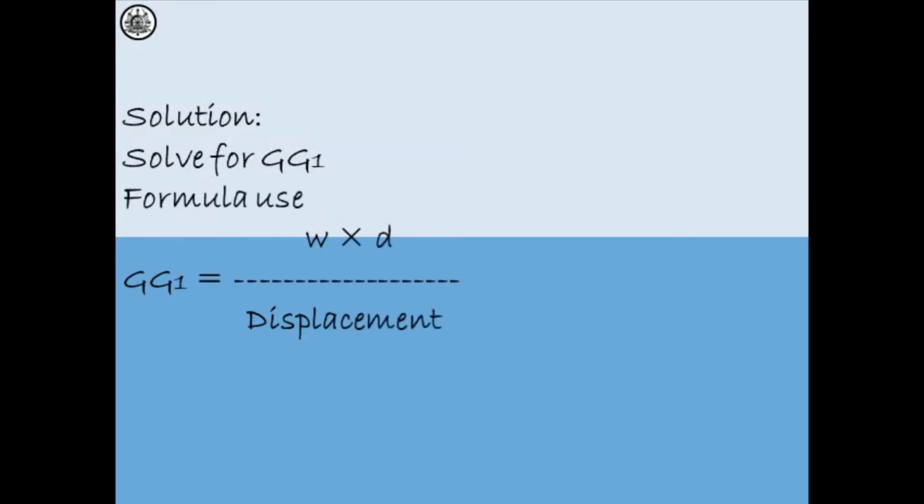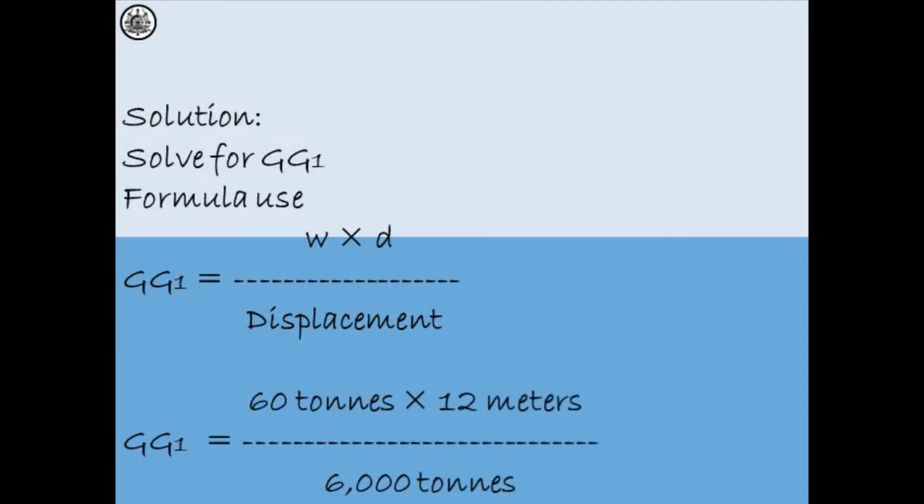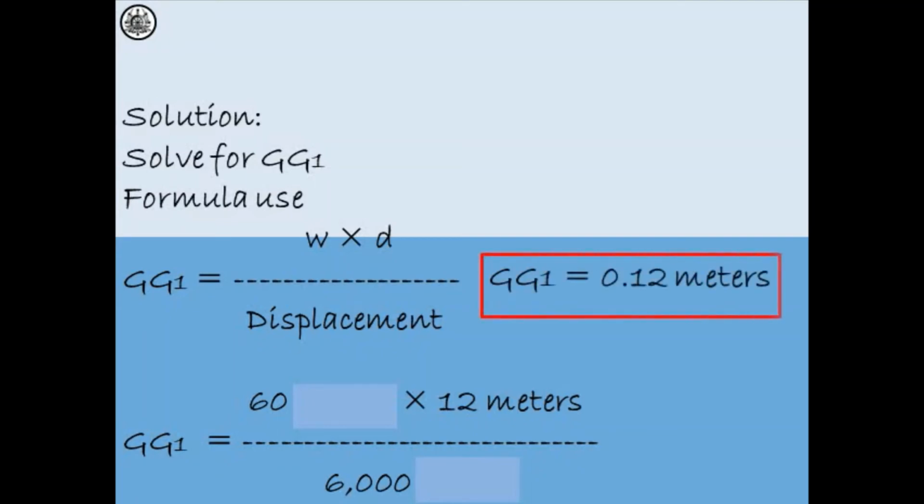Solution: solve for GG1. Formula: GG1 is equal to weight multiplied by distance, divided by displacement. Distribute the values: GG1 is equal to 60 tons multiplied by 12 meters, divided by 6,000 tons. Cross out the unit tons, and the remaining unit is meter. Result: GG1 is equal to 0.12 meters.